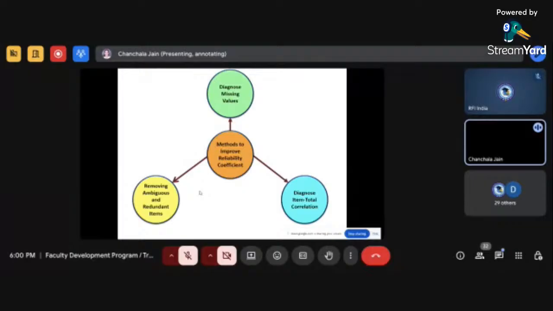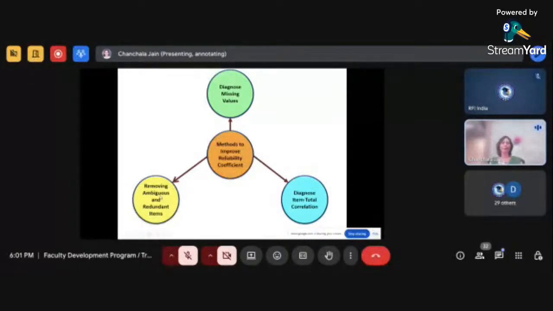How to improve Cronbach alpha. Suppose your Cronbach alpha is coming poor, and it is very tough to collect data again and again. Everyone knows it is a very hard task to collect data, right? Field data collection is tough, and if our statistics is not supporting our data, we have a few treatments which can help us improve the value. Not 100% every time, but maybe it can help you improve your Cronbach alpha value.